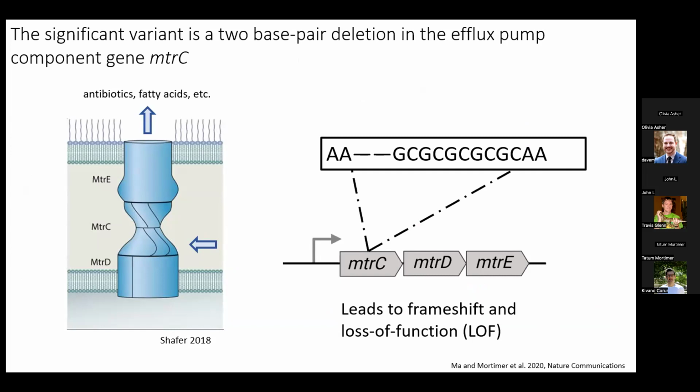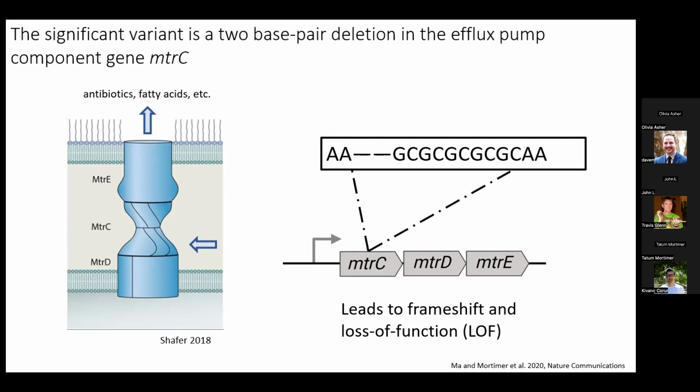MtrC encodes a part of the Mtr efflux pump, which is the major antibiotic efflux pump in Neisseria gonorrhoeae. So it's not surprising that loss of function of this pump would increase antibiotic susceptibility. What was kind of surprising was that we were seeing it in around 1 in 25 isolates in our data set.